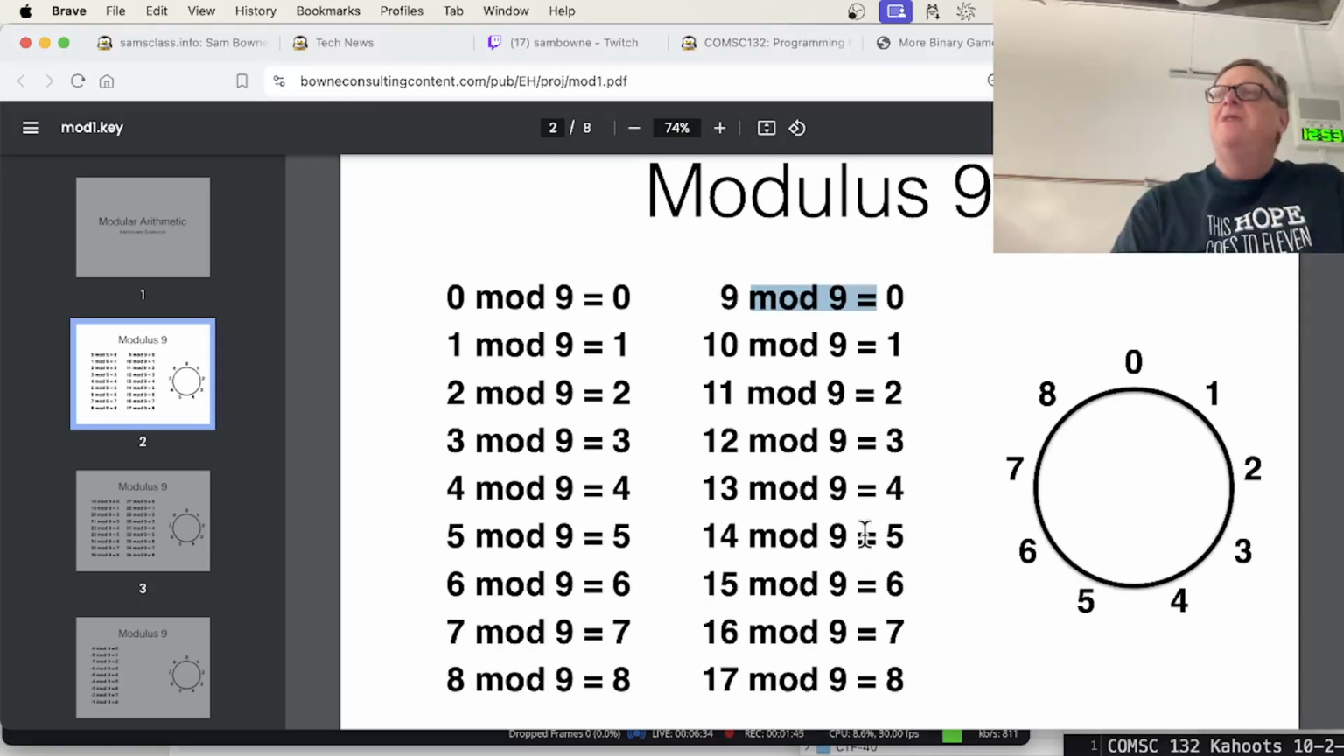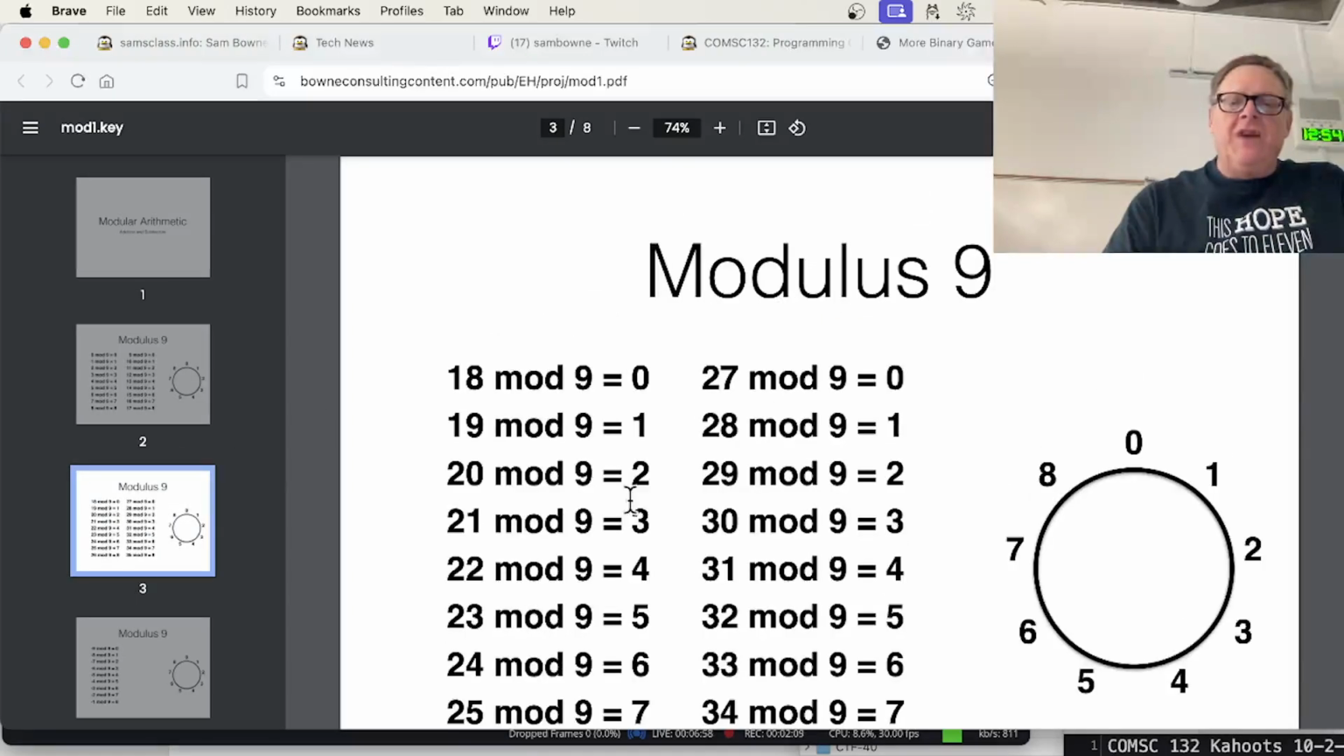And one way to express this mathematically is when you take a number modulus something, you divide by this and keep the remainder. So 3 mod 9, you divide by 9, you'll get 0 with a remainder of 3. 13 mod 9, you divide by 9, you'll get 1 with a remainder of 4. And the only part you keep is the remainder. That's how you do this.